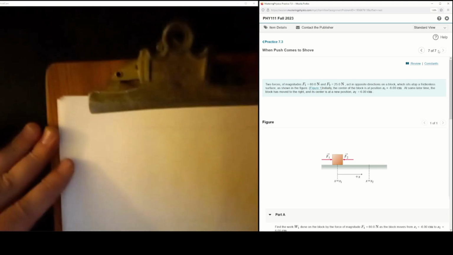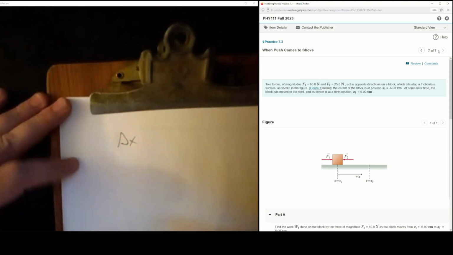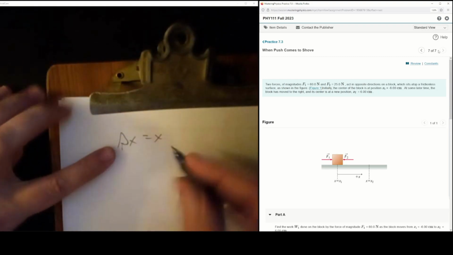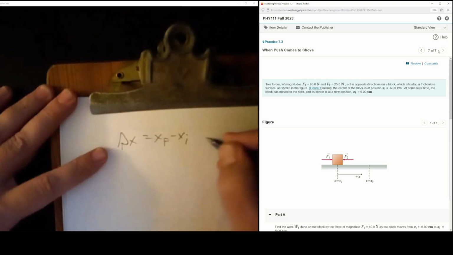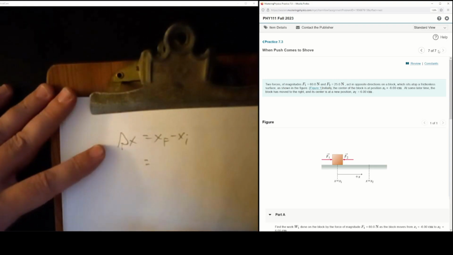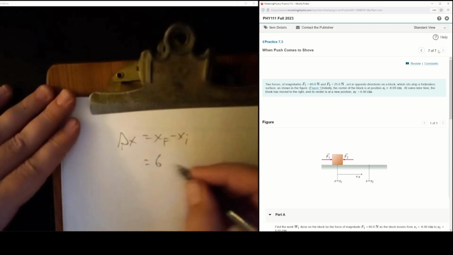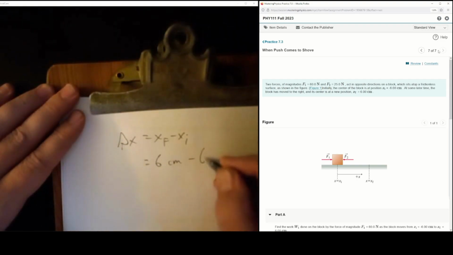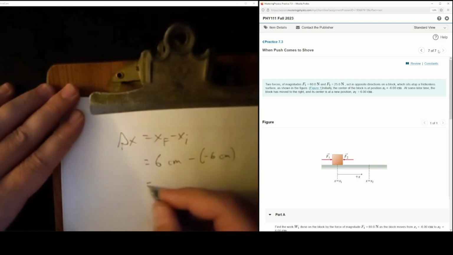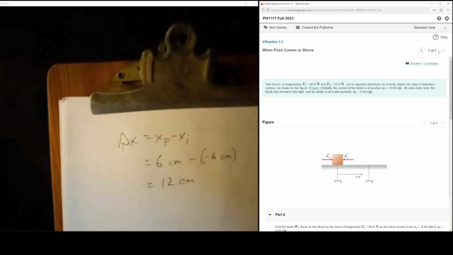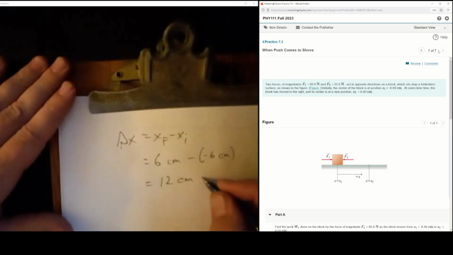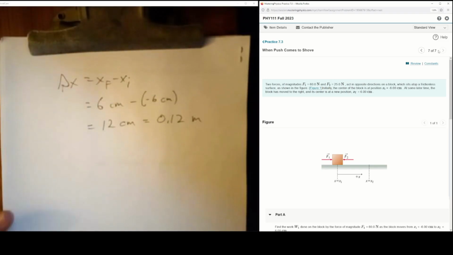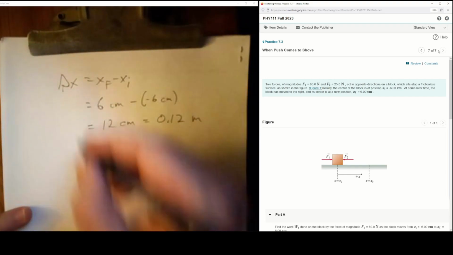So they're giving us a displacement. They're actually giving us a delta x this time. The delta is always defined as final minus initial. So x final is 6 centimeters minus x initial, which is minus 6 centimeters. That gives us 12 centimeters as our change in displacement. And we do need to put this in proper units, so that's 0.12 meters. This is our displacement.